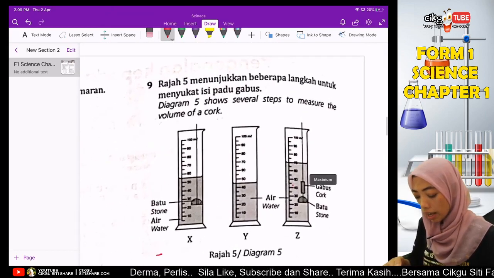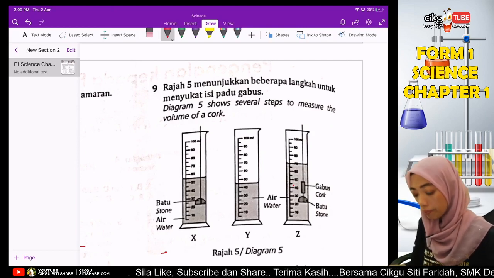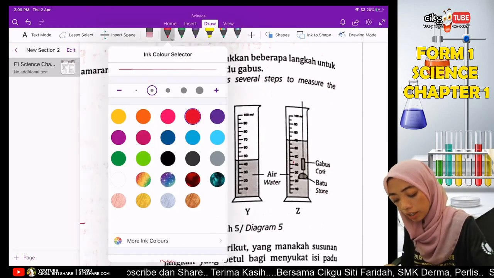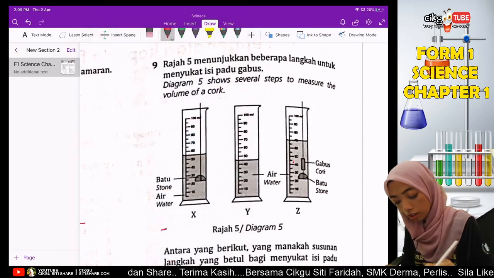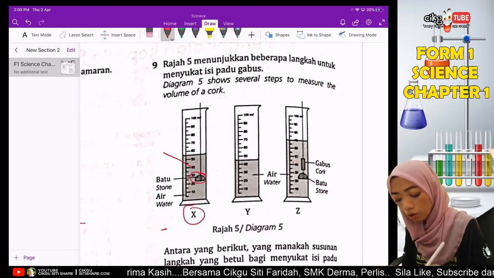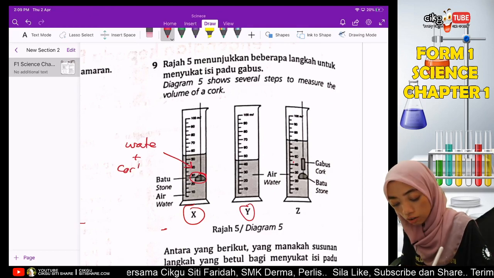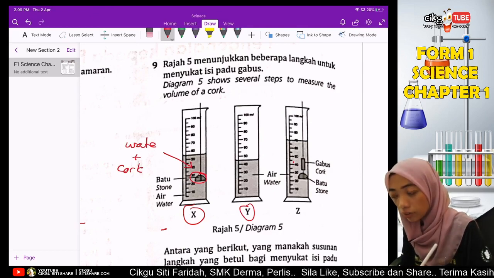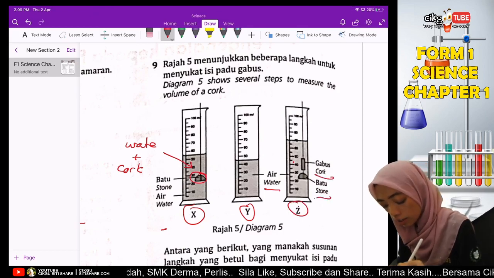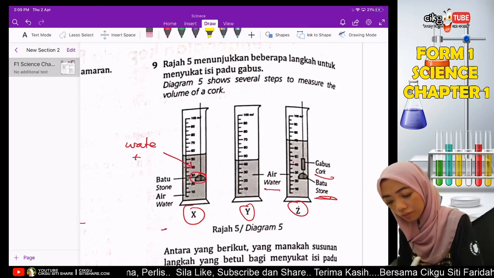Next, number 9. Diagram 5 shows several steps to measure volume of cork. Okay, so we can look at the diagram. This is diagram X. In diagram X, you can see the water and the cork. Diagram Y, water and cork. Y just water, and Z there is cork and stone. This is water and stone.